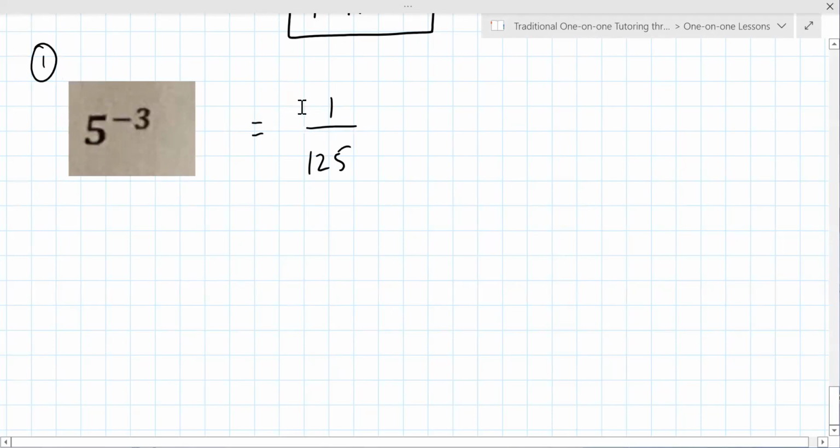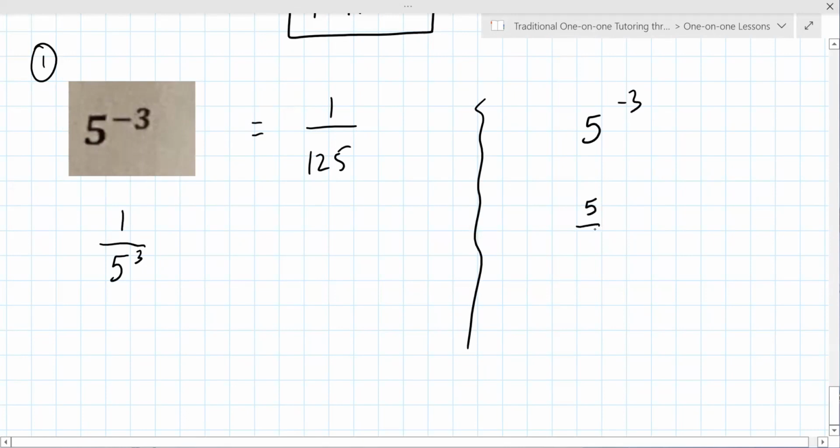It's hard to explain, but when it's a minus, it becomes a fraction. Yes. So really it's like this, 1/5 to the power of 3. So what it really is, I'll just go off to the side here. Here's what's really happening.